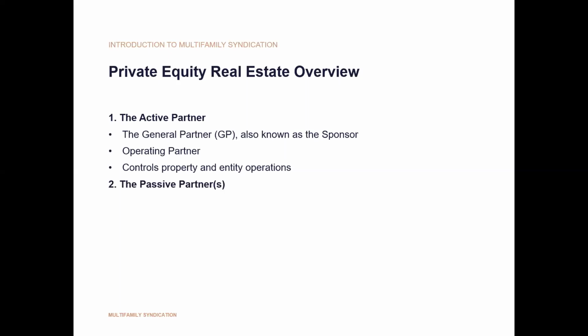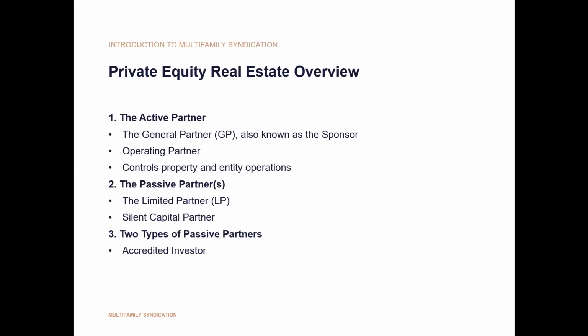Then you're going to have the passive partner or passive partners, and this is known as the limited partner. This person is also a silent capital partner. So typically they're going to have none or very limited decision-making abilities in the investment. Most of the time, they're just there to provide capital and receive their portion of the profits from their investment. And the two types of passive partners that I'm sure you're familiar with are the accredited investor and non-accredited investor. There's a few more types that we'll discuss a little bit later, but these are the two primary types of investors that I know are on this call and that we primarily work with at Freedom Venture Investments.